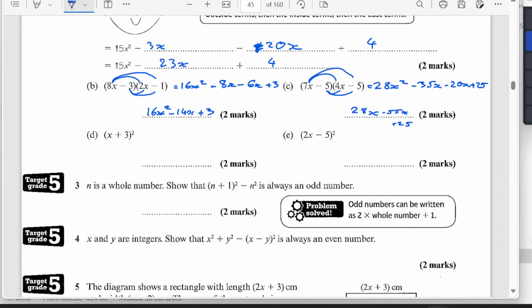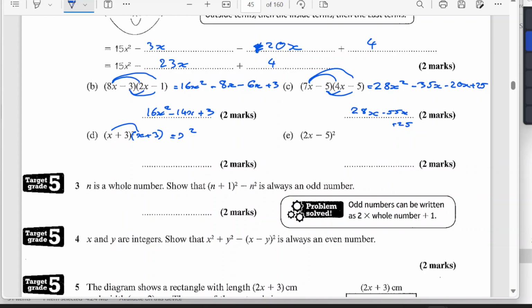Okay, for this one, I'm going to take one square bracket, we close in the bracket by itself. So x times by x would be x squared, x times by 3 would be 3x, 3x, and then 3 times 3 would be 9. So I've got x squared plus 6x plus 9.